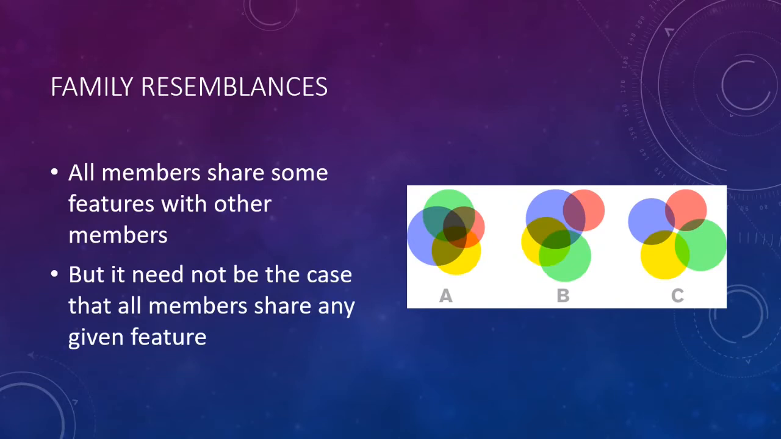So when we're thinking about the features that we include in a definition, Wittgenstein suggests we're much more likely to find something like this pattern than a perfectly crisp circle that all the members share and any non-members will fail to share, right?